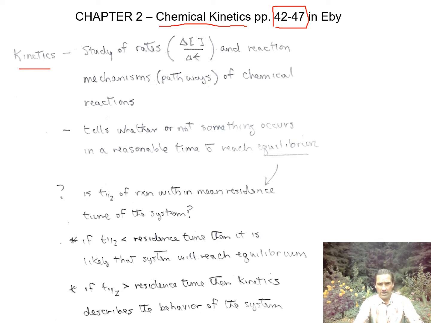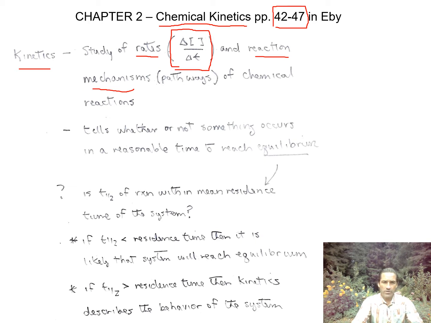First, we are going to study reaction rates, how the concentration of something changes over time. And we're also going to look at reaction mechanisms, or pathways, and how chemical reactions proceed. The latter we'll do less of. We'll mostly focus on rates and thinking about how reactions actually occur.